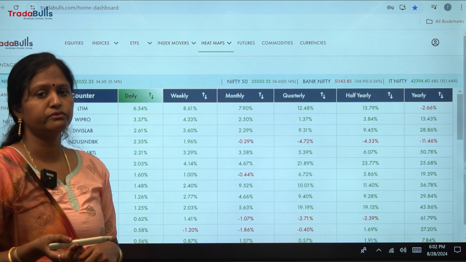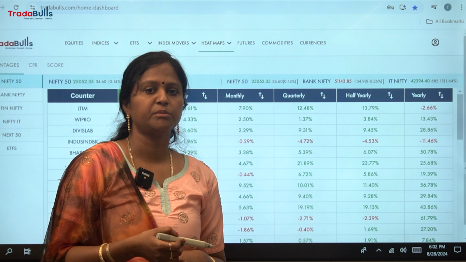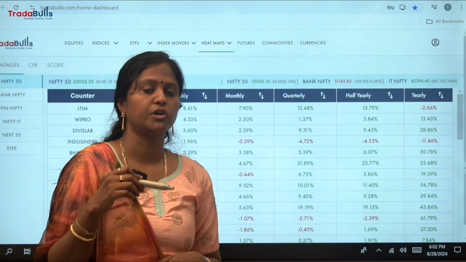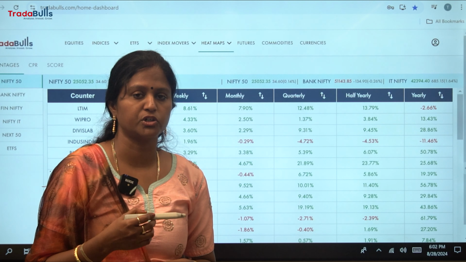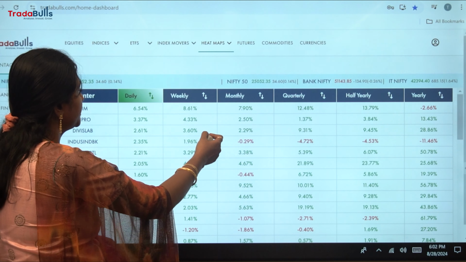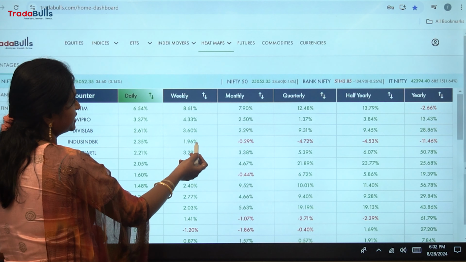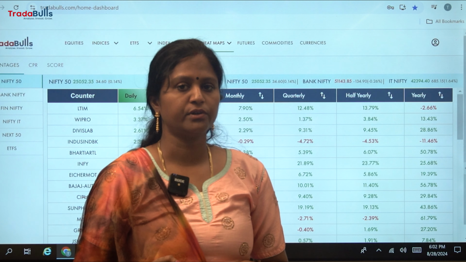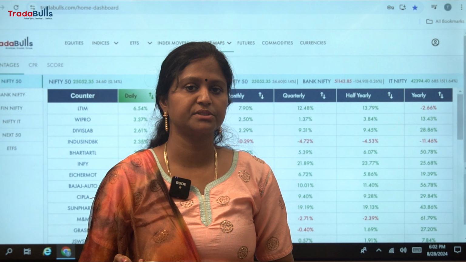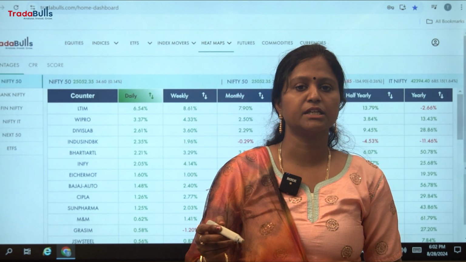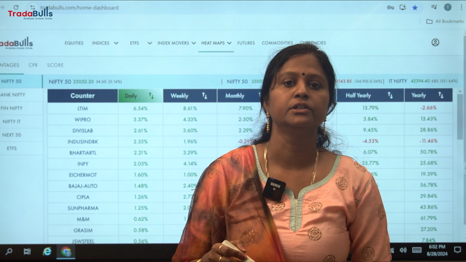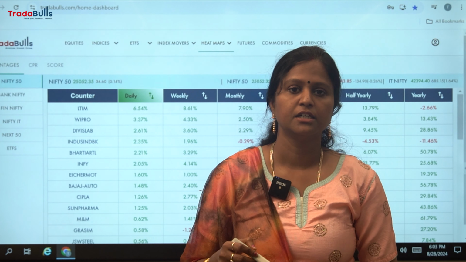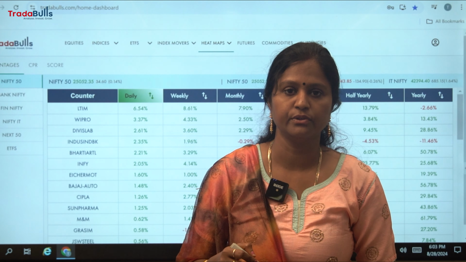If you want to go for profit booking, LTI Mindtree is one of the best companies. Suppose you bought it on August 6th, your value must have increased and you would have made profits. So our application is very helpful for you, and you can make use of index movers, heat maps, and equities. These segments give you stock market data analysis for your best trading and investment purposes. I hope this video has been very helpful for you. Thank you.